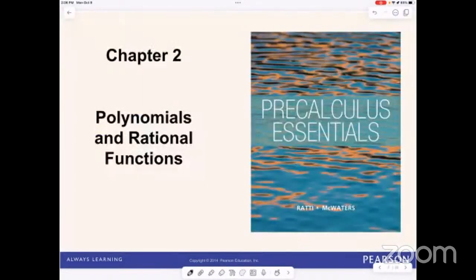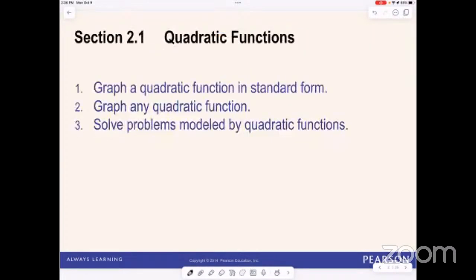So today, we're going to start chapter 2 on polynomials and rational functions, and we're going to start off with section 2.1, quadratic functions. As usual, if you have questions, feel free to unmute yourself to get my attention and we can talk about it and try to resolve the matter. Okay, a few objectives here.